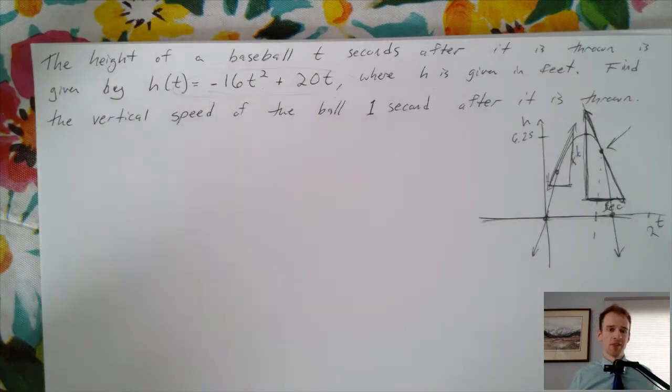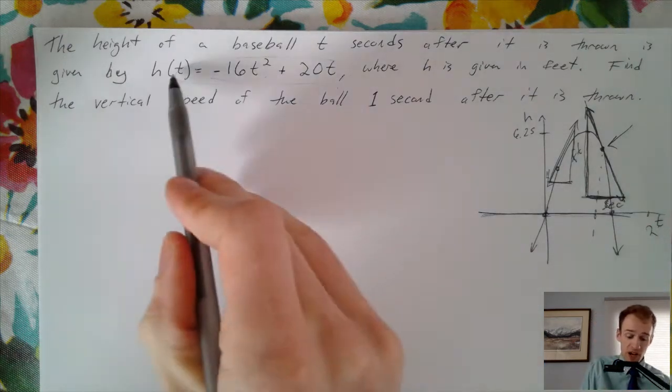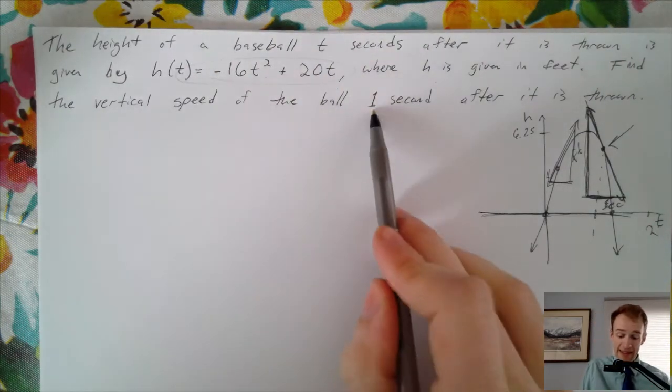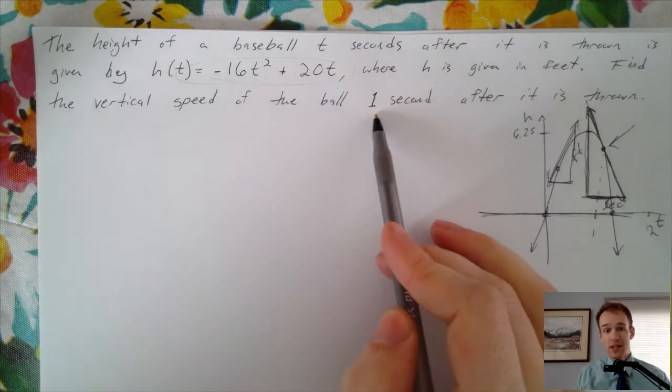Okay, so when you get a problem like this, which there's going to be one kind of like this on the quiz, all it's asking for is the derivative. Find the derivative of this function at this x value, or in this case, it's a t value. So that's all we're doing here.